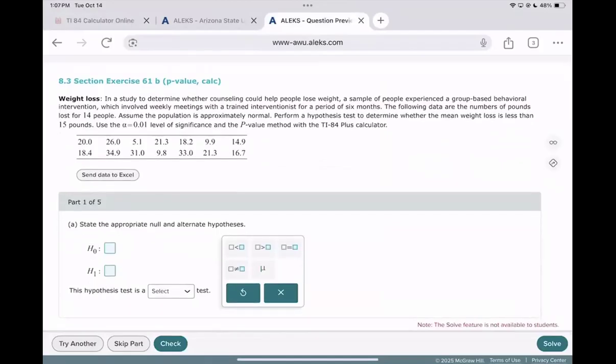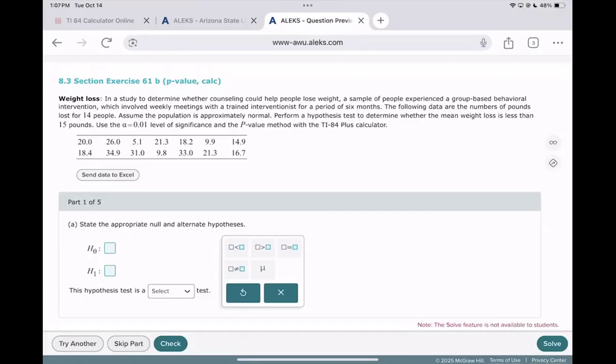In a study determining whether counseling could help people lose weight, a sample of people experienced a group behavioral intervention, fine. Involving weekly meetings, fine. The following data are numbers of pounds lost for 14 people. Assume the population is approximately normal.